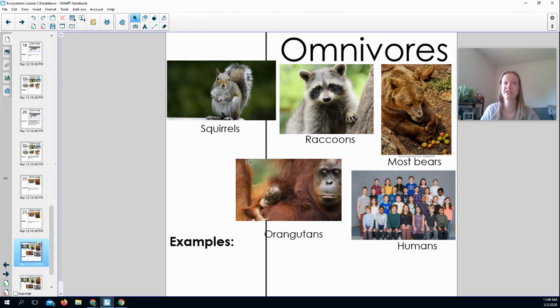Some examples of omnivores include squirrels, which would eat both nuts and berries and small bugs, raccoons, who often eat minnows and small fish in addition to literally anything ever, most types of bears, orangutans, and humans. Look, it's the Merritt crew. Oh, we're omnivores. But Miss Merritt, my dad doesn't eat meat because he's a vegetarian. That means that he's a herbivore. No, your dad has the capacity to process meat, so even if he chooses not to eat meat, he is still an omnivore. Got it?